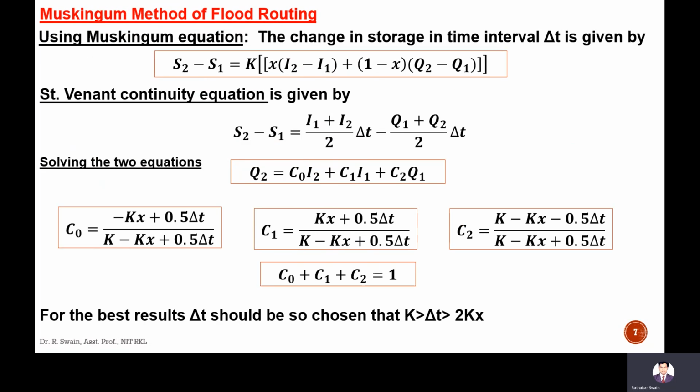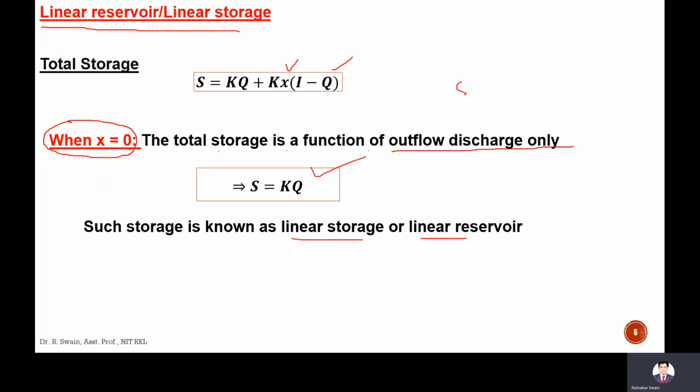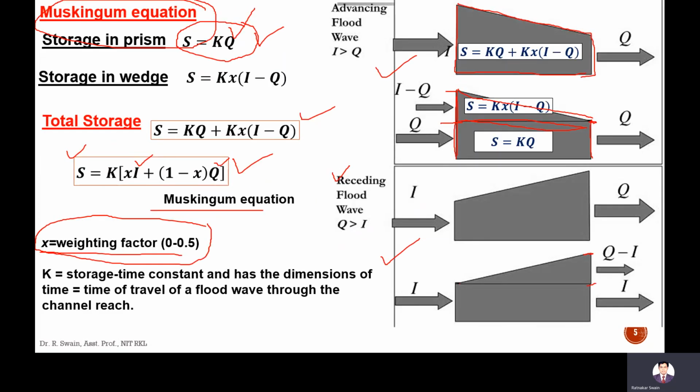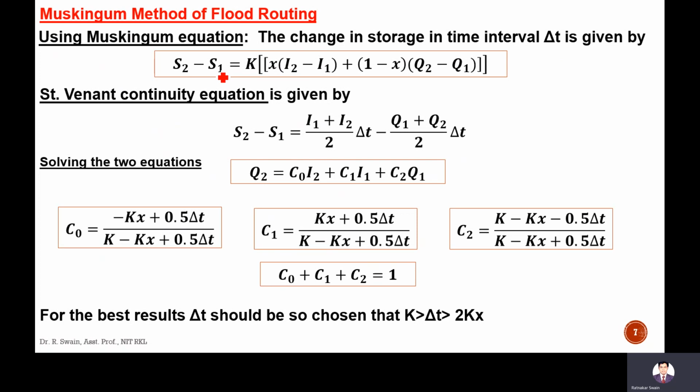Next is the Muskingum method of flood routing, how flood routing is carried out using this method. Using the Muskingum equation, as I told, XI plus (1 minus X) into Q is the total storage. So if we take the change in storage in time interval delta t, then S2 minus S1 will be equal to K whole into X into change in inflow, I2 minus I1, plus (1 minus X) into change in outflow, that is Q2 minus Q1.